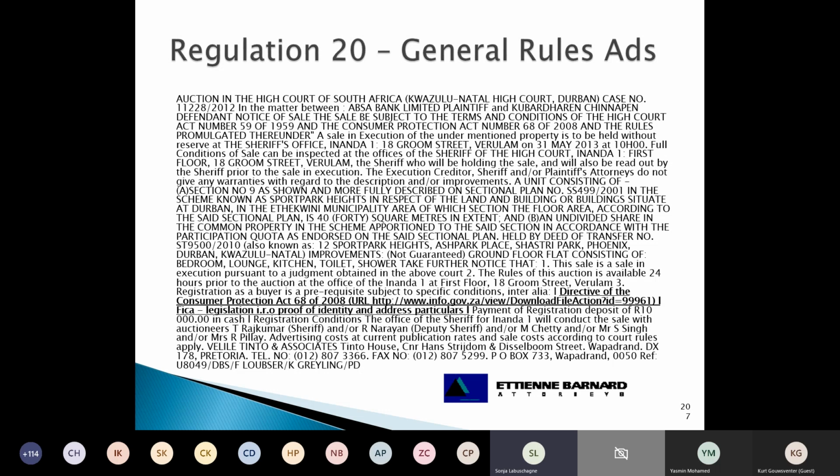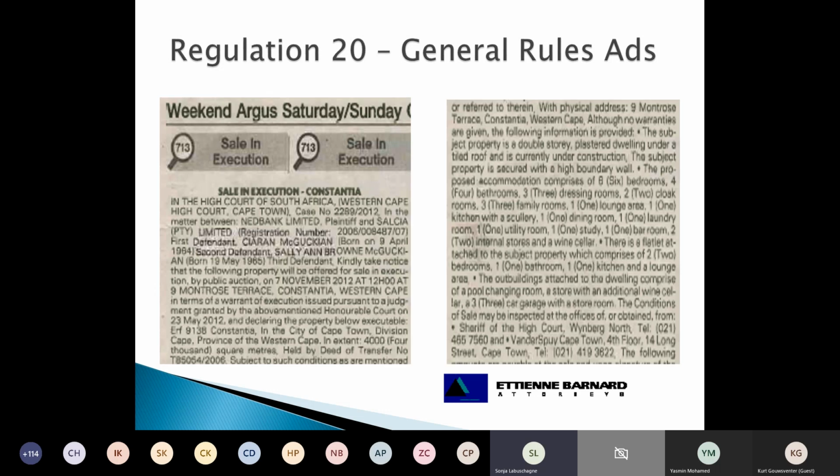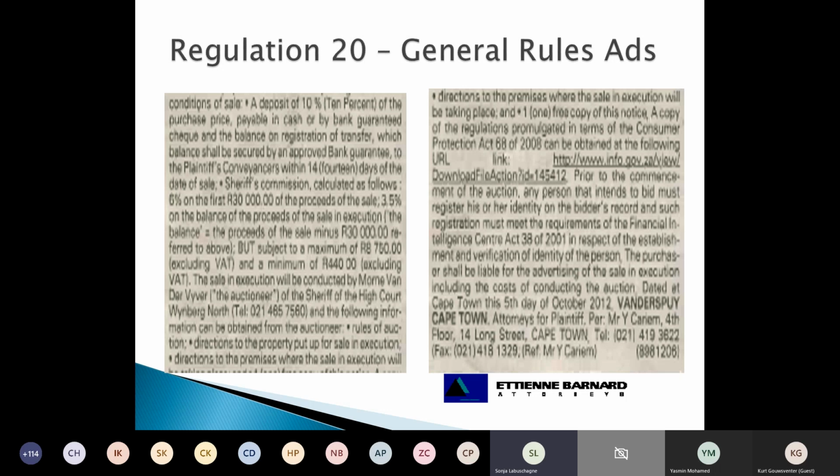And then the second thing is proof of identity and address. You need to inform them already in the ad that your bidders have to bring proof of identity and address particulars. Obviously, if it's not in the ad, they're not going to know to bring it. So these are two requirements that you won't find in the magistrate's court or high court. This is in terms of the CPA. This is just another example of an ad. You can see there's the URL.